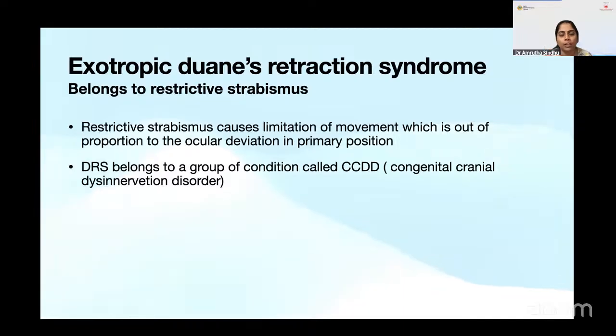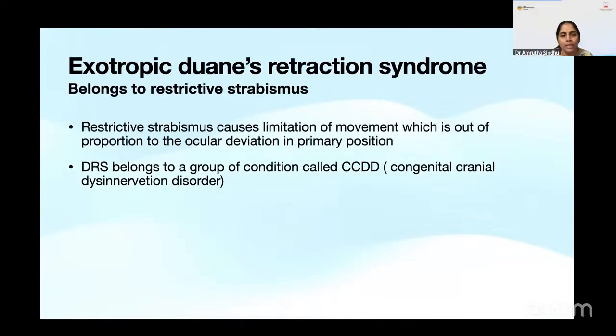You have to differentiate between a third nerve palsy and an exotropic Duane's. You can do this only by looking at the palpebral fissure changes. So never miss to look for palpebral fissure changes in an exam. So this exotropic Duane's, again, Duane's retraction syndrome belongs to a group called congenital cranial disinnervation disorders.